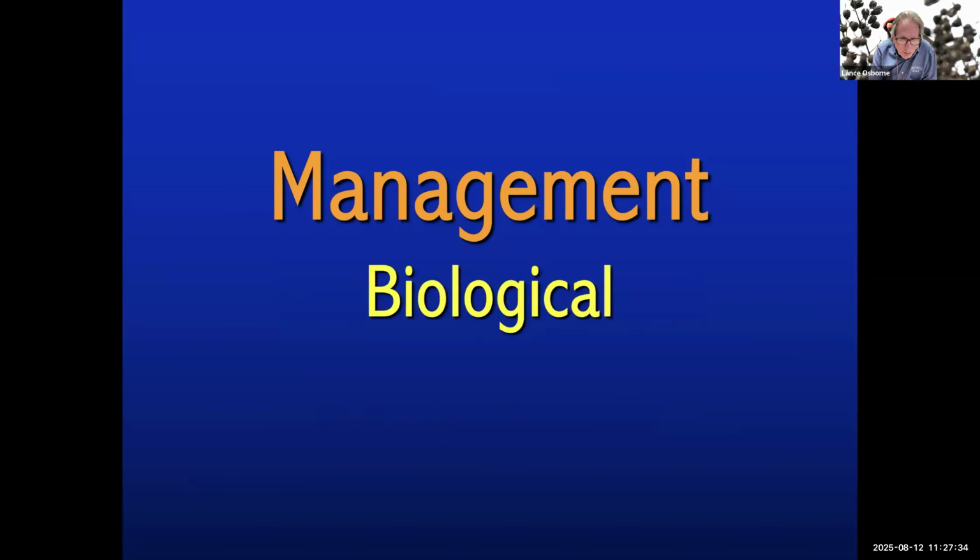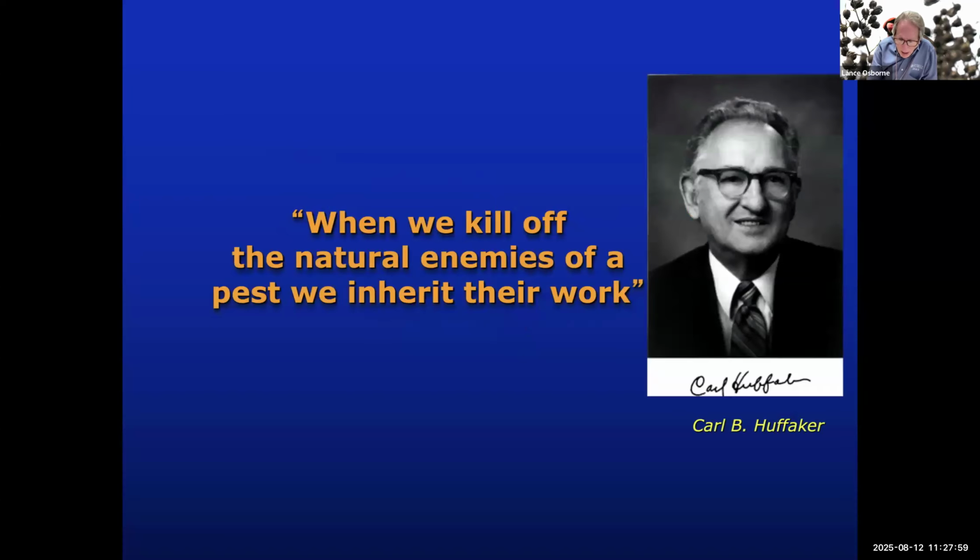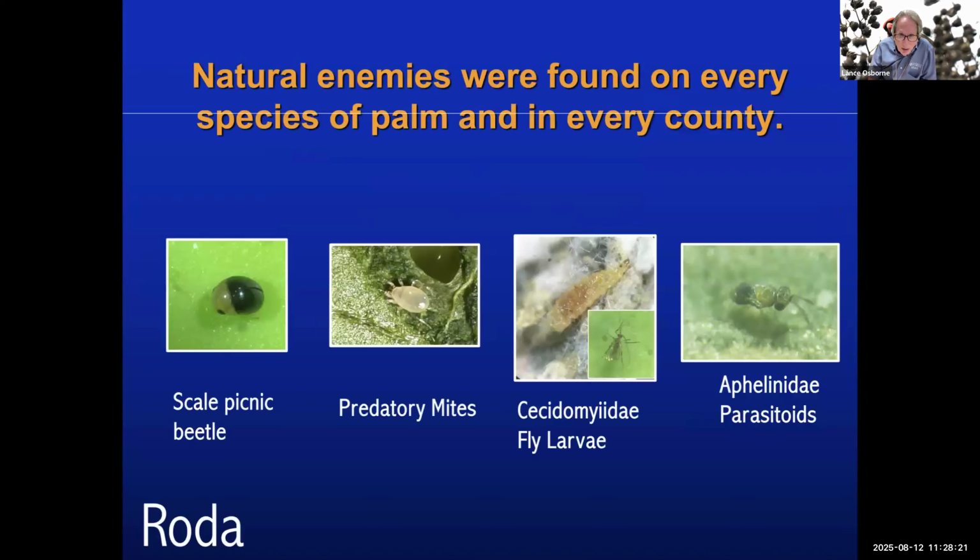Biological control: I spend most of my time working on biological control, but there's a time and a place. When we have a quarantinable pest that we're trying to limit the spread of, we just have to hold our breath. We don't have anything we can buy to release. We haven't identified anything that would be worth trying to mass rear and sell. The father of biocontrol basically hit the nail on the head: when we kill off the natural enemies of a pest, we inherit their work. So if we start killing all the natural enemies, we've got to step in to try to rectify the problem.